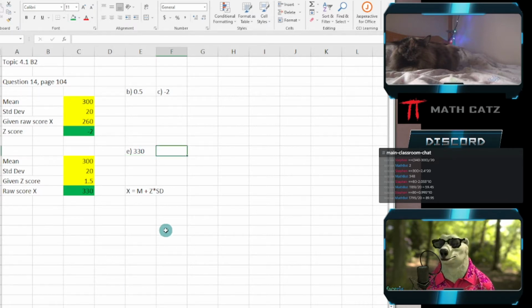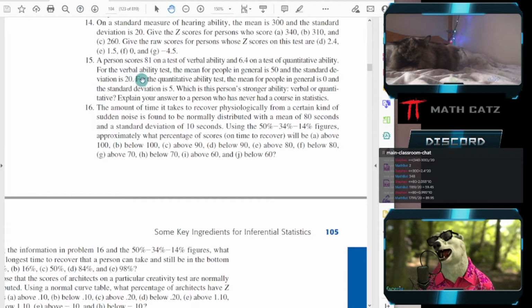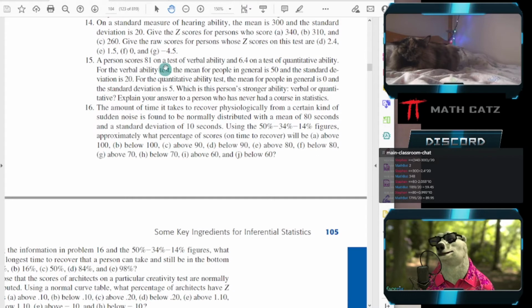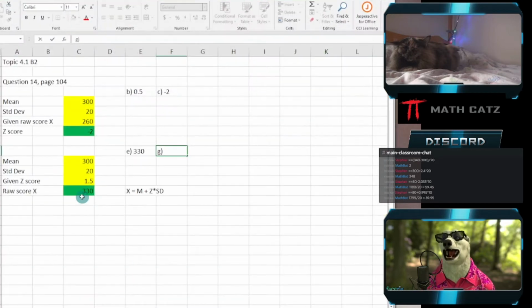Then I can also do F, for example, and recycle that. F is super simple, 0, so the raw score will be the mean. Let's do G, where it's not super obvious. Z score of negative 4.5, what is the corresponding raw score? Then I can simply put my negative 4.5 in here, and the formula will update to 210, and I can write my answer over here somewhere.